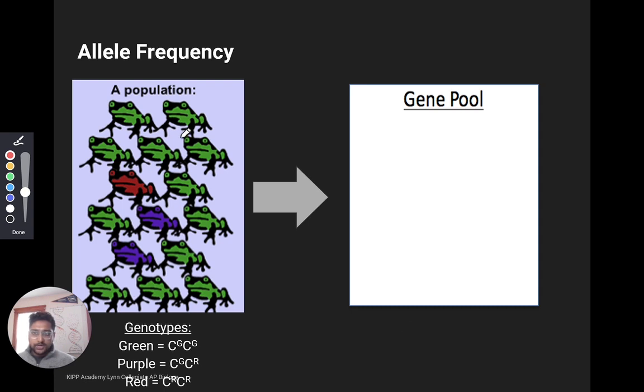So what we're going to do is literally, instead of having their color, we're going to write down their genes, what genes each frog has. So we know that the green frogs, they're going to be CGCG. So every time we see a green frog, we're going to put CGCG, like that, CGCG.